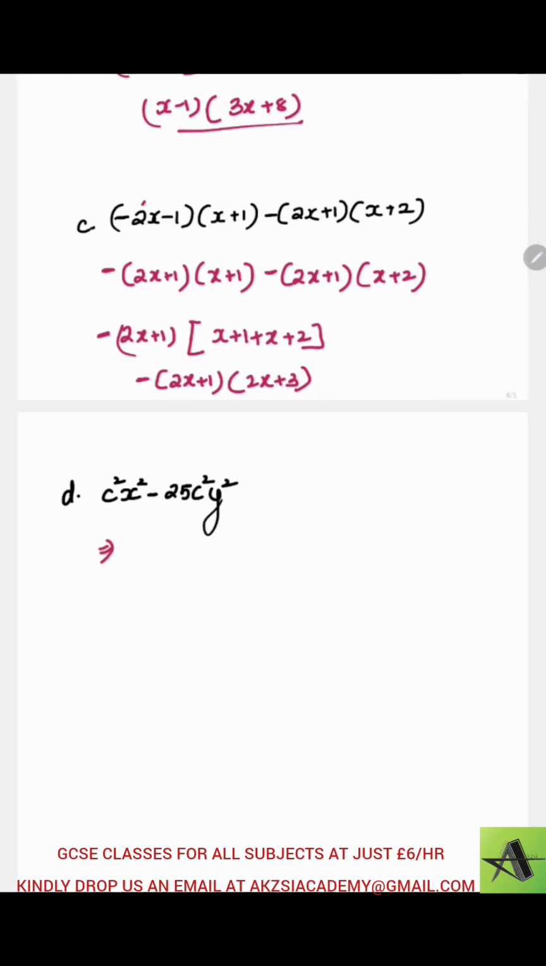Clearly, there are so many variables and numbers you can see. So you have to take out something as common which you can. And here in this case, c squared I can take out as common. x squared minus 25y squared is remaining.